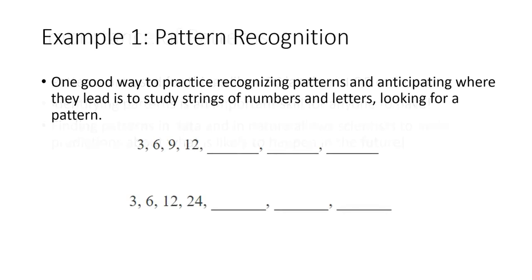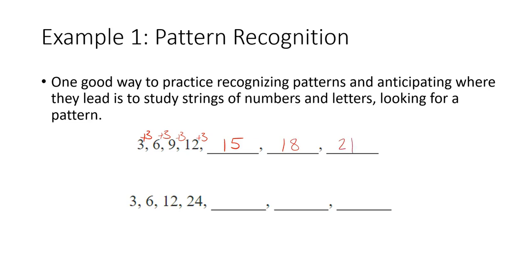One good way to practice recognizing patterns and anticipating where they lead is just to study a string of numbers and look for a pattern. So here we have a string of numbers, 3, 6, 9, 12. We want to find the next three numbers in the set. Well, it appears that each time we add 3. 3 plus 3 will give you 6, 6 plus 3 will give you 9, and so on. And so if we add 3, then the next three numbers would be 15, and then 18, and then 21.